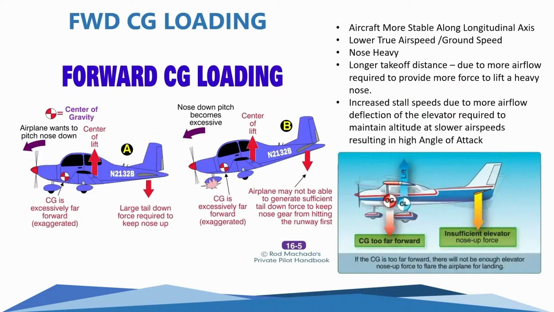So with your forward CG loading, the aircraft will be more stable along the longitudinal axis. You get a little bit lower true airspeed and ground speed. And what we mean by higher or lower is literally like plus or minus 3 knots. You're not getting like 30 knots or anything. You will have that nose heavy feeling. You will require longer takeoff distances just due to the fact that more airflow is required to provide more force to lift a heavy nose.